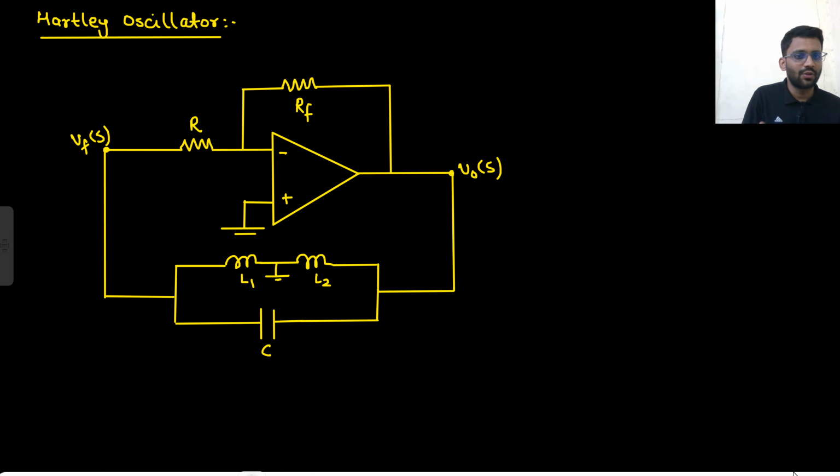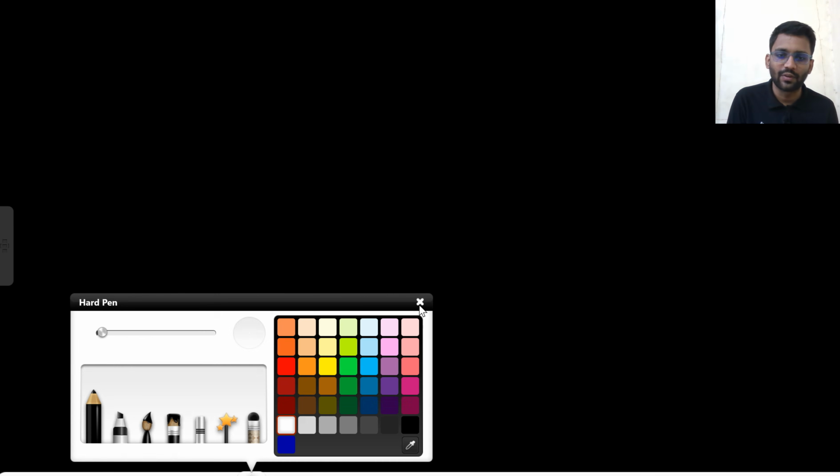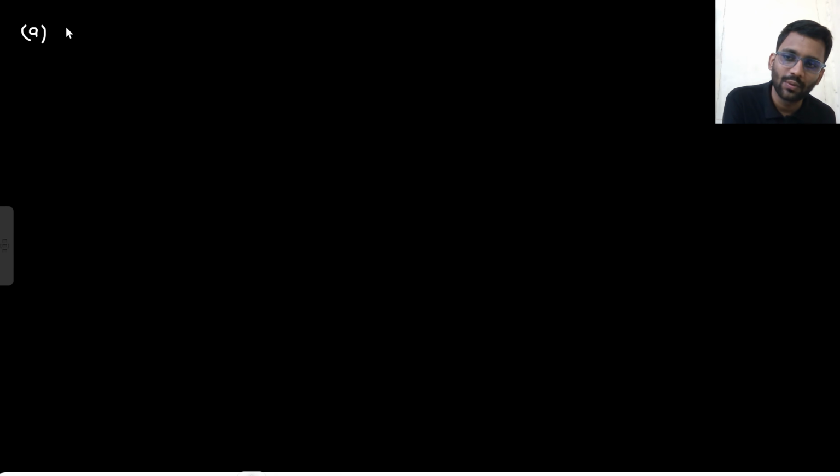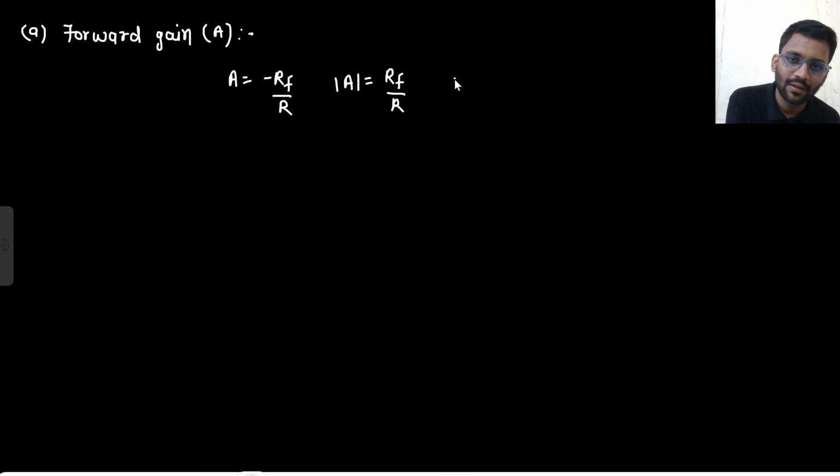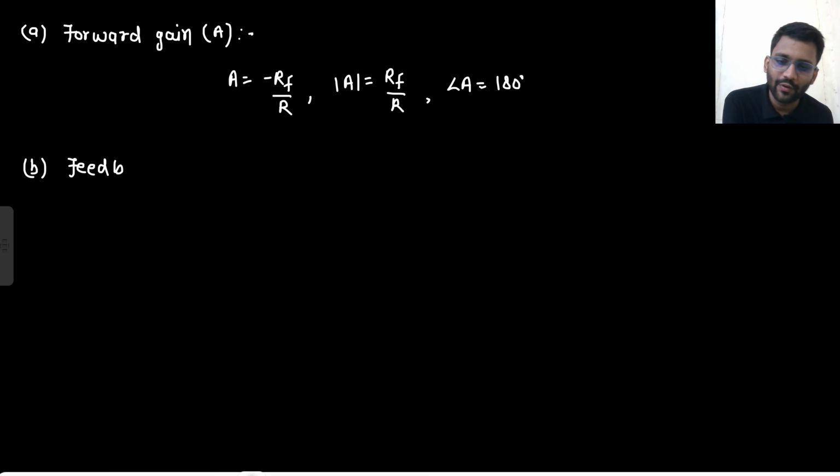So write down all the expressions on your own. First, you are going to write the forward gain. So what will be my forward gain? Forward gain A would simply be minus R up by R. It would be the same only. Magnitude will be R up by R and the angle provided would be 180 degrees. No doubt about it. What about the feedback factor or the frequency of oscillations?